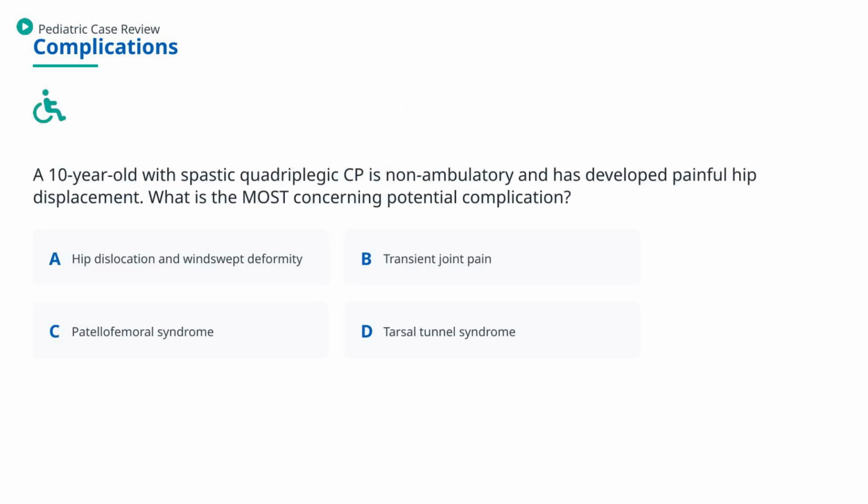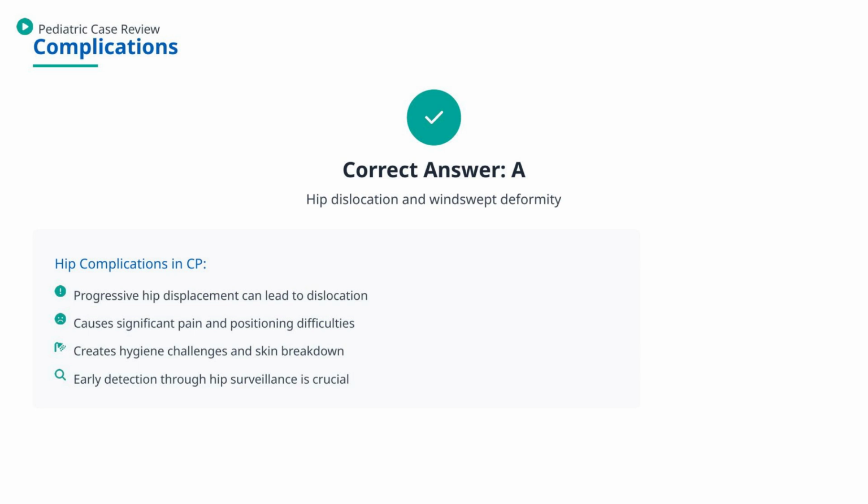A 10-year-old with spastic quadriplegic cerebral palsy is non-ambulatory and has developed painful hip displacement. What is the most concerning potential complication? A. Hip dislocation and windswept deformity. B. Transient joint pain. C. Patellofemoral syndrome. D. Tarsal tunnel syndrome. The correct answer is A.